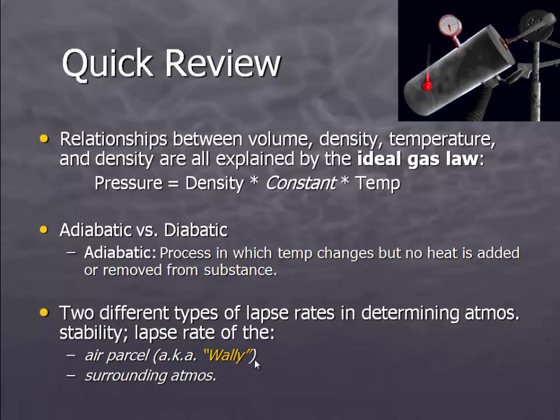Okay? So, just to recap what we've done so far, we talked about the ideal gas law and density, which was described as the mass per unit of volume. Density decreases as you go up in the atmosphere. We have this gas constant, we have temperature, and we talked about the relationships between pressure and density. We talked about an adiabatic versus diabatic process. Simply remember that a diabatic process does have some sort of energy exchange, and an adiabatic process does not.